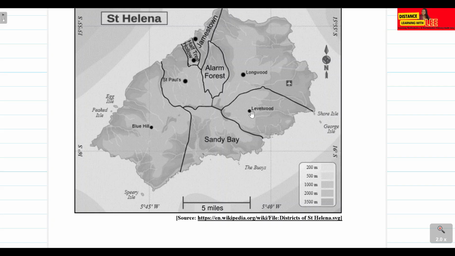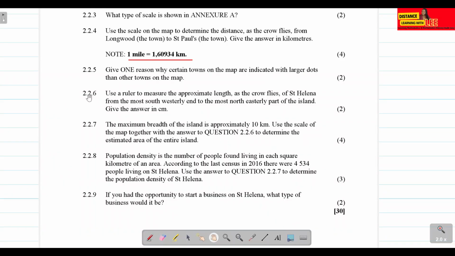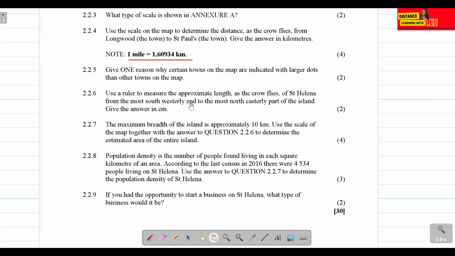Some people would say, oh, maybe it's a bigger town, right? Some people would say maybe the town has a greater population. So the bigger dot shows that that town has a greater population. So we're going to write that down. Question 2.2.6. Use a ruler to measure the approximate length as a crow flies of St. Helena from the most southwesterly end to the most northeasterly part of the island.